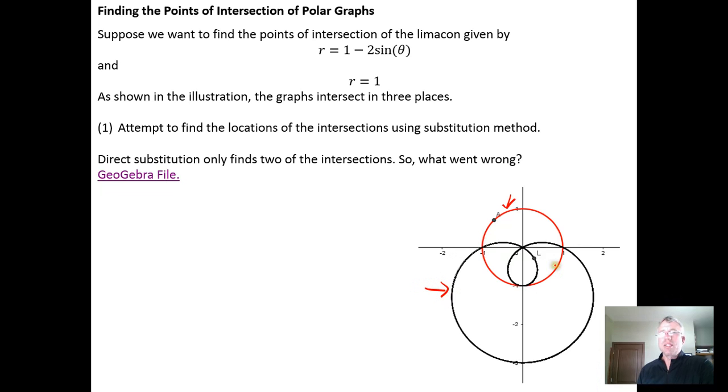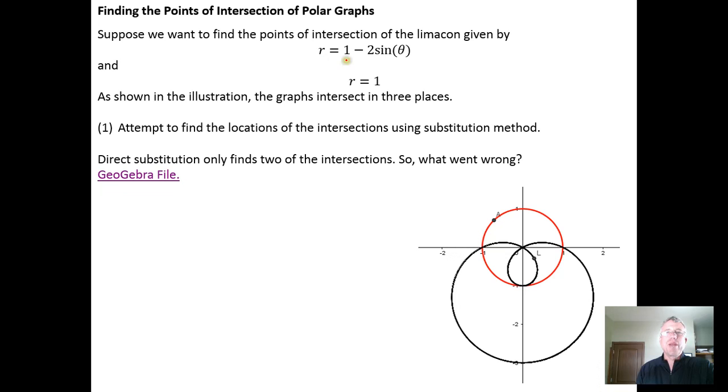And what we can see when we inspect the graphs is that we have 1, 2, 3 apparent places where the graphs intersect. This first place looks like it corresponds to theta equals 0 radians. If we rotate through to pi radians, it looks like we have an intersection at pi radians. And then if we rotate through to 3 pi over 2 radians, it looks like we get an intersection of the two graphs. So one way to find intersections is to use the technique of substitution.